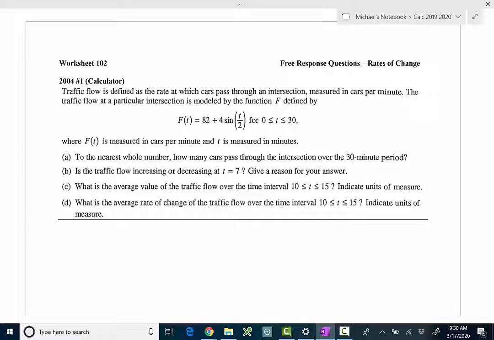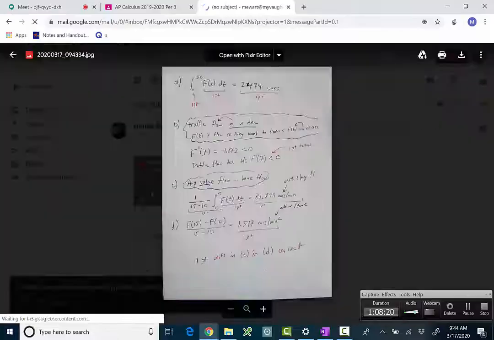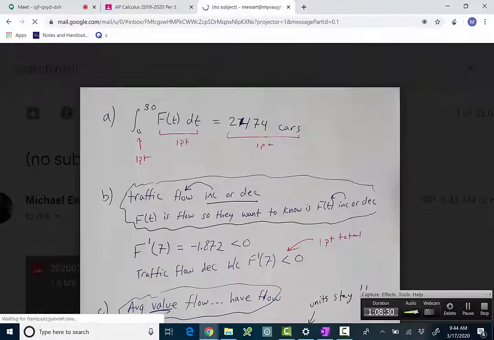So going over the homeworks, question 1 on the homework was talking about cars, and you can either look at the answer key they gave you, or you can look at the one I'm going to present. Looking at this, part A asks how many cars pass through it. So it's just a basic integral. Part B asked about the traffic flow. Is it increasing or decreasing?